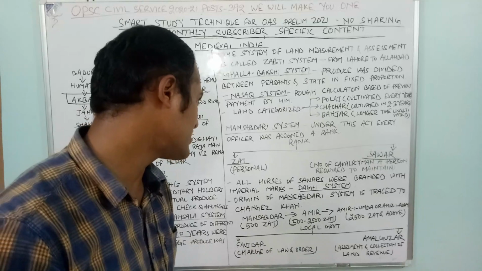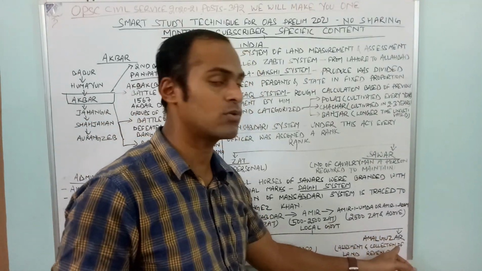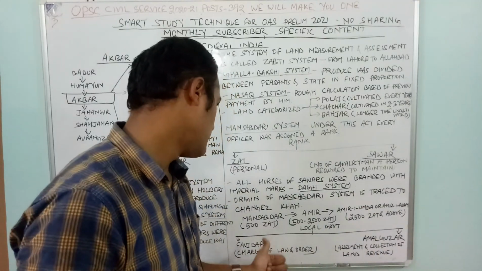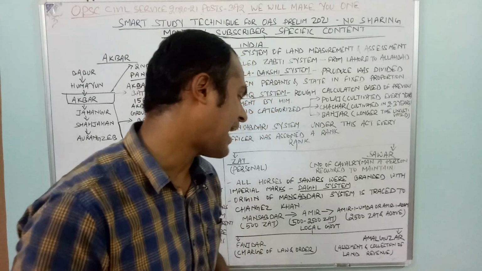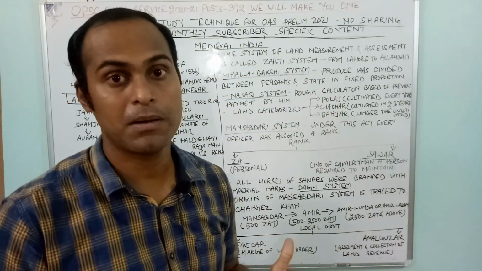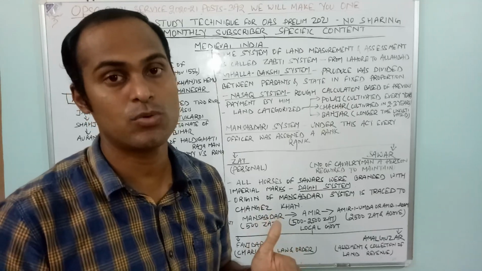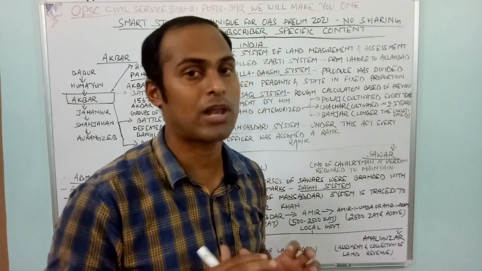Then local government was divided into 2 parts: the Faujdar system and the Amal Guzar system. Faujdar is in charge of law and order, remember. The second one is Amal Guzar, which is the assessment and collection of land revenue.